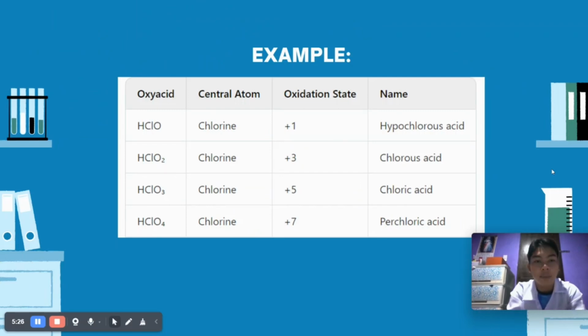Then we have the example. We can see here that we still use chlorine. Oxidation state is at +1, it is called hypochlorous acid. The next one, +3, chlorous acid. Next one, +5, which is chloric acid. And last one, +7, which is perchloric acid.